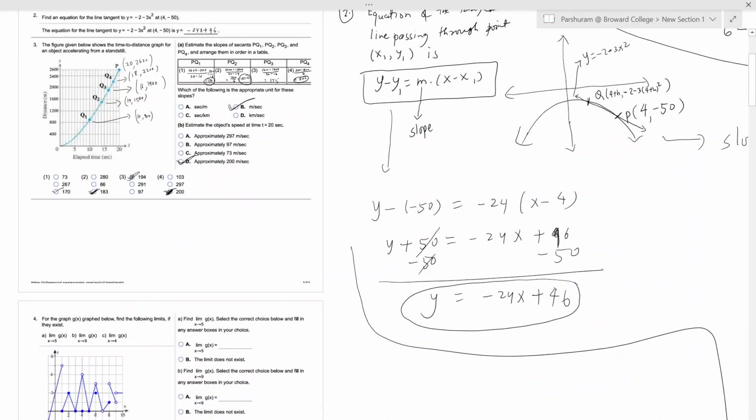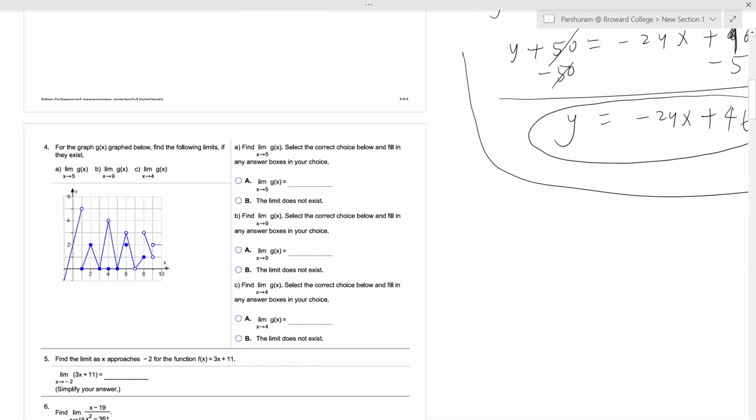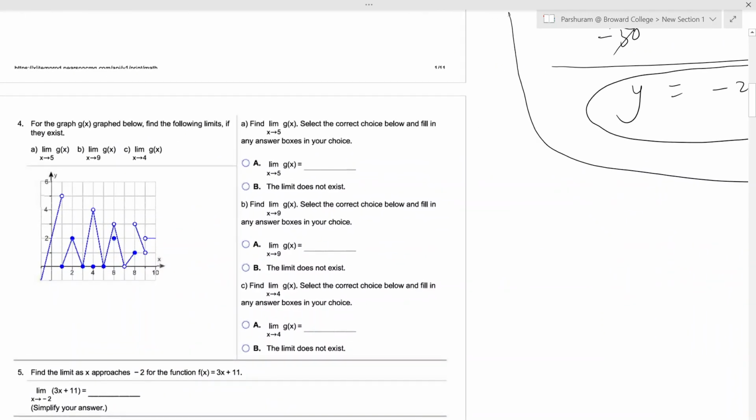Now let's go to problem 4, which is on the next page. So problem 4, what is that? Problem 4 is for the graph g of x. This is the graph for the function g of x, and we need to answer this question.